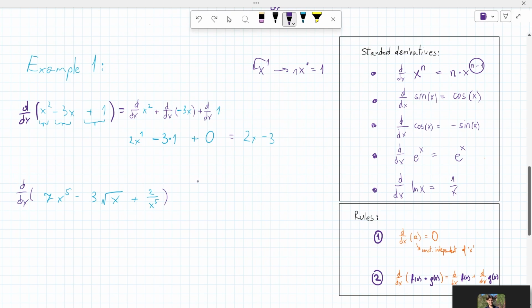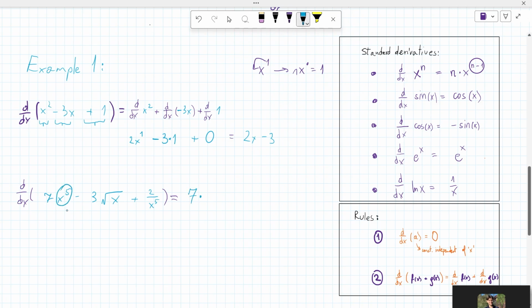And the final example, we're differentiating something like this. This function looks a little bit different than just a simple polynomial, but we'll be using the same exact rules that we have just used in the previous one. So let's do it a bit more quickly now. I need to find the derivative of this thing, and this thing separately. What is the derivative of 7x to the power of 5? The 7 is just a constant, so I'm just going to leave it at the front.